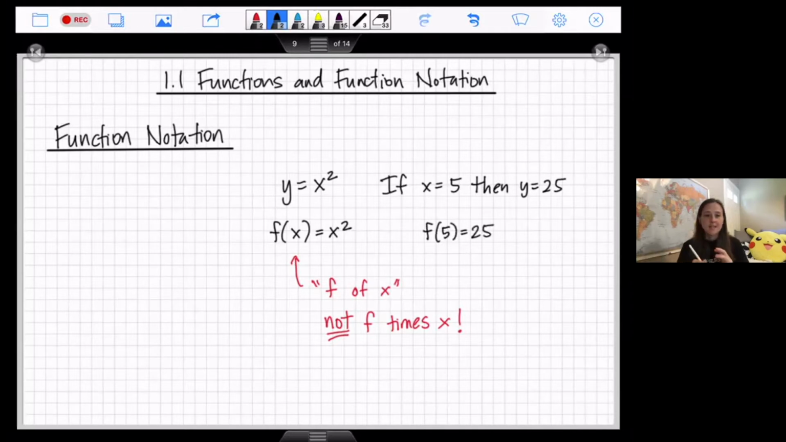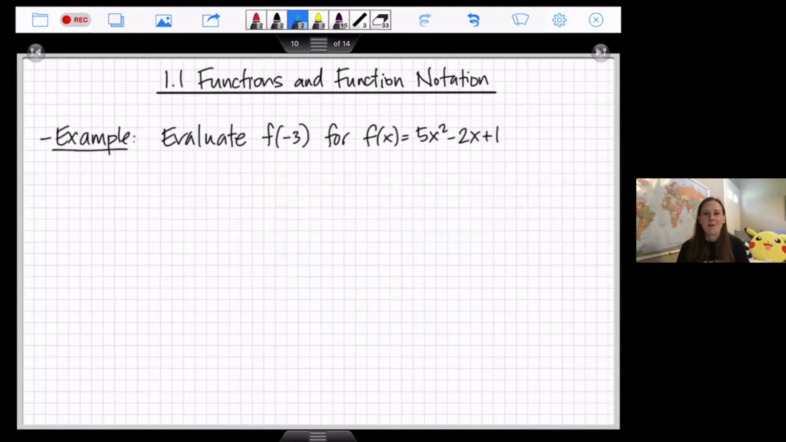Remember that I said that f of x notation is going to take the place of the y. They mean precisely the same thing. So this statement here is telling you that y is equal to 25. It just has this window that says, hey, by the way, I had to plug in 5 to get that value of 25. So the rest of this video is just us getting used to this function notation and how to use it.